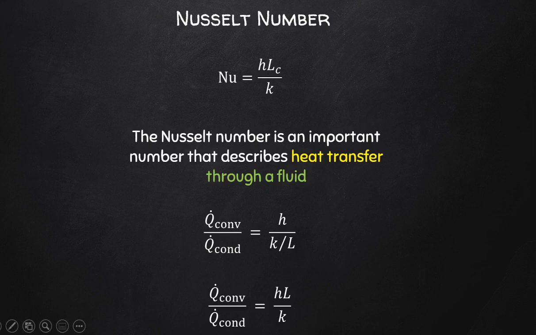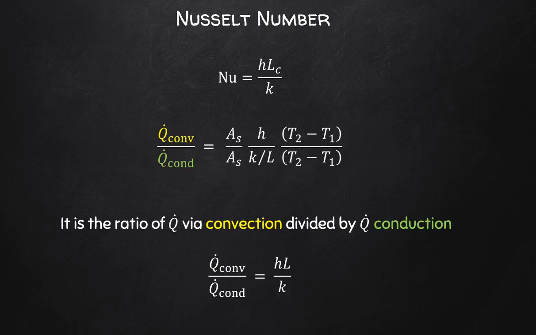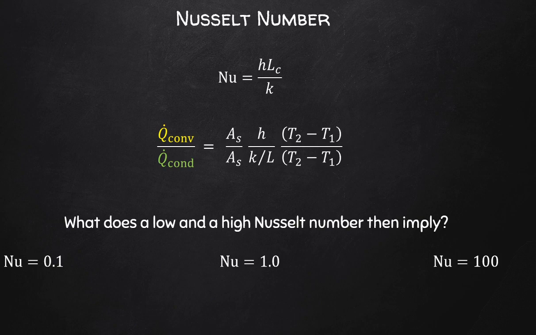The next dimensionless number that we will be dealing with in heat transfer is called the Nusselt number. It is defined as the ratio of the convective heat transfer that is taking place over the conductive heat transfer that is taking place. So what do various numbers, like Nusselt numbers, imply about heat transfer?